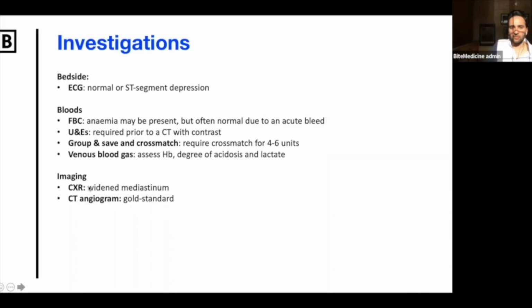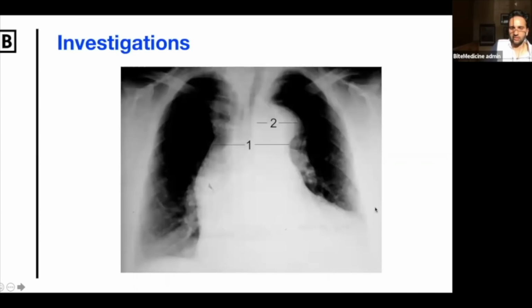So imaging: chest X-ray, CT angio. Chest X-ray is first line, CT angio is your gold standard. What do we see on the chest X-ray? What types of things do we see here? Major hemorrhage protocol, there are specific guidelines for that. It's going to depend on your trust. I don't think this patient quite fits that category.